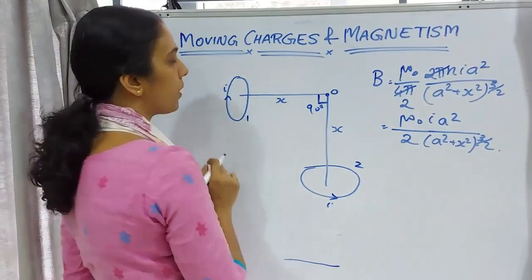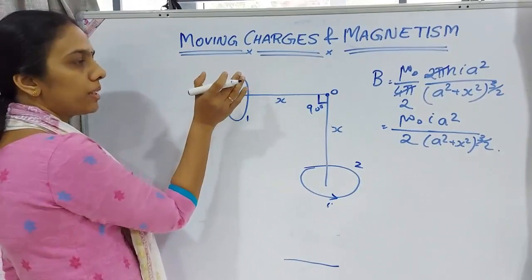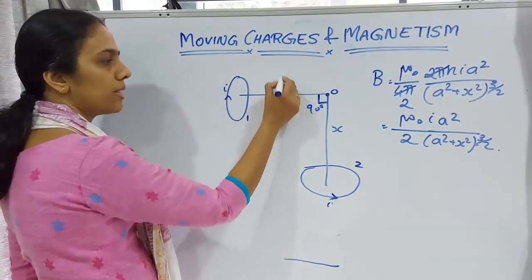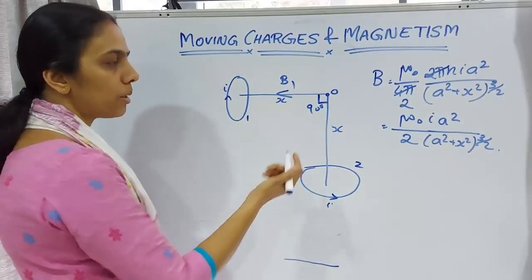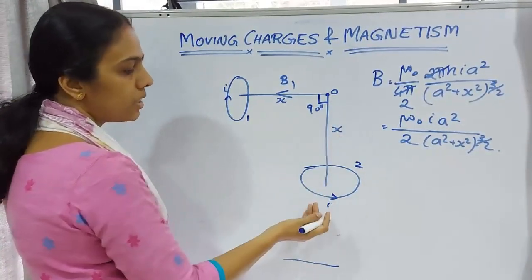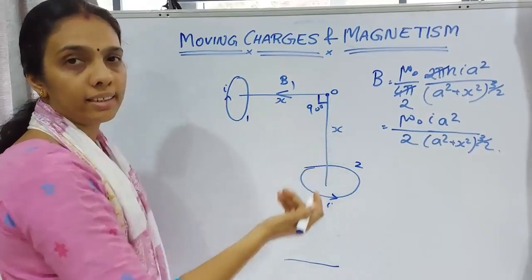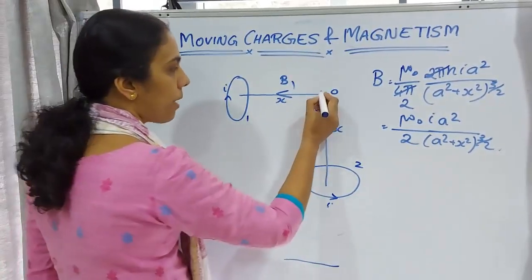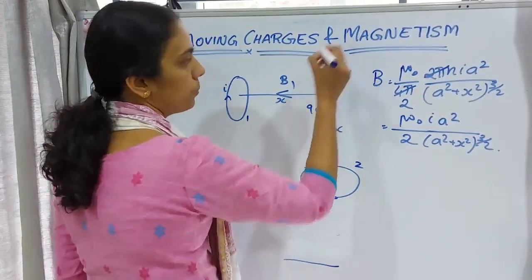Now for the coil 1, in which direction will the magnetic field be acting? Current is moving in this direction, magnetic field is towards this, B1. And what about B2? B2 will be acting in this direction, right? So current is moving in here and the magnetic field is acting in the upward direction. So the magnetic field will be acting in the upward direction here, B2.